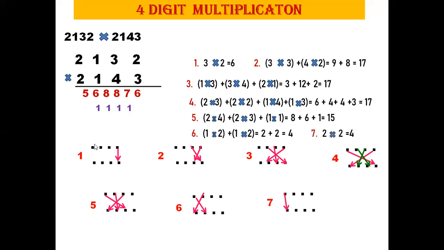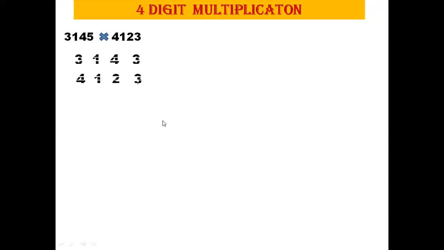Next step is we multiply vertically. 2 into 2, 4. But here we don't have anything to add. So we write 4 as it is. Since here below 5 we don't have anything to add, we write 4 as it is. So 4-digit multiplication is done. If we remember the steps, we can easily do it. Now moving on to another example.